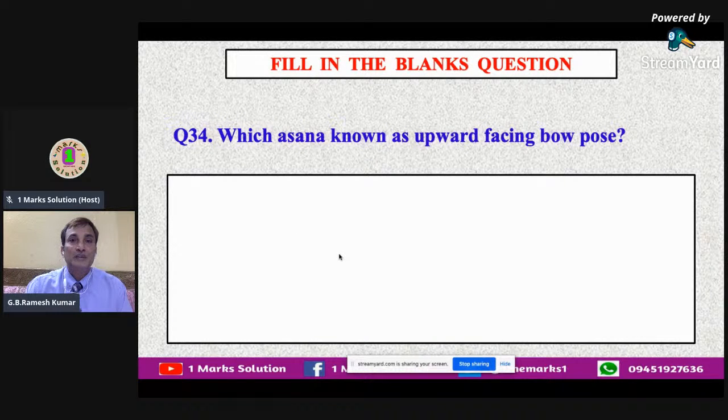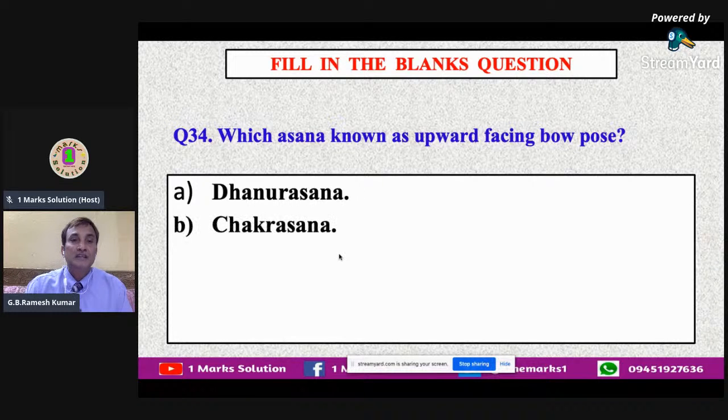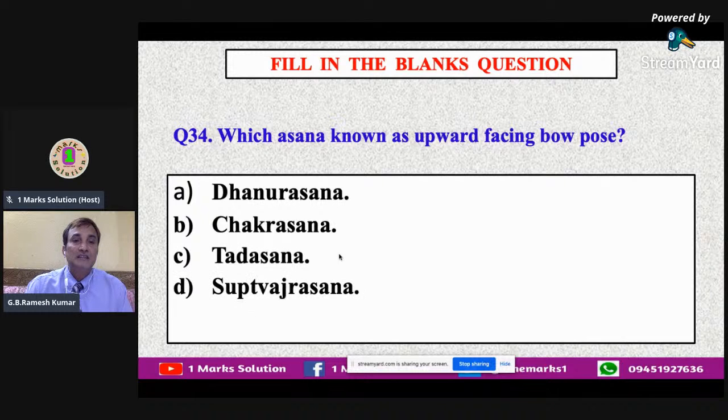Which asana is known as upward facing bow pose? Dhanurasana, Chakrasana, Tadasana, Supta Vajrasana. Now, Dhanurasana is a bow pose, Chakrasana is a wheel pose, Tadasana is a palm tree pose, and Supta Vajrasana is one more variation of Vajrasana.